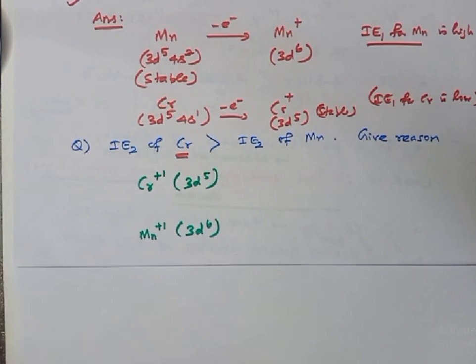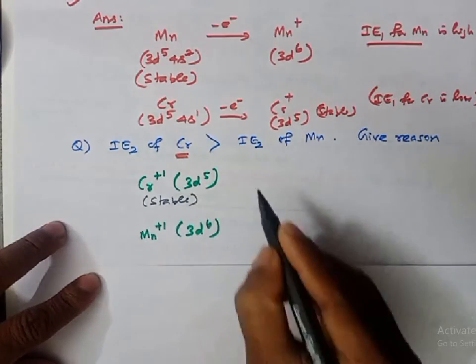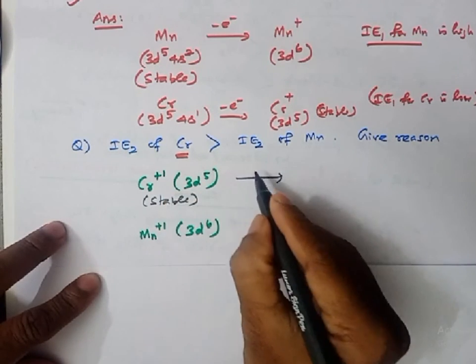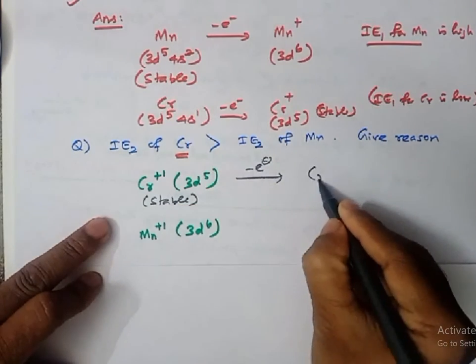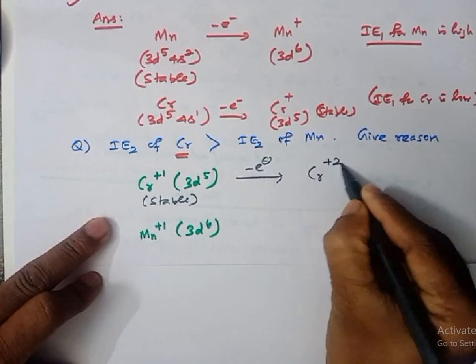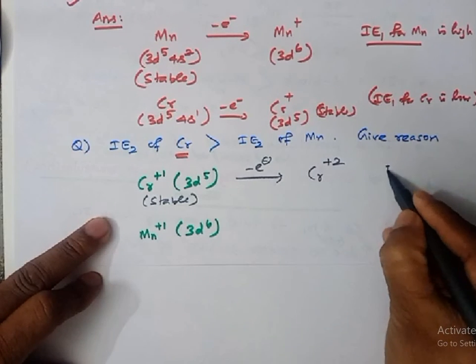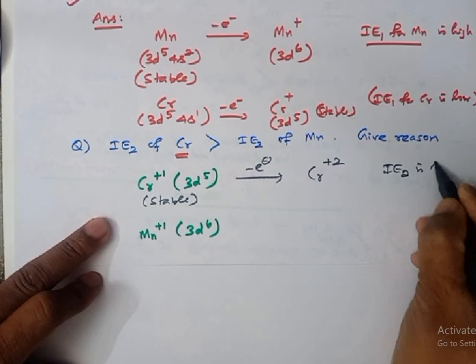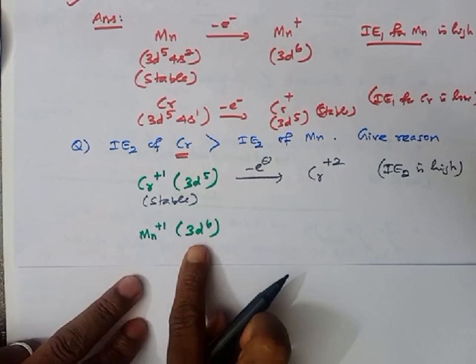Among the two, which is more stable, student? Cr plus is more stable, right? Therefore, since the ion is more stable, removal of an electron is difficult here. If you convert Cr plus 1 into Cr plus 2, you require more energy. So the second ionization energy is high for chromium.